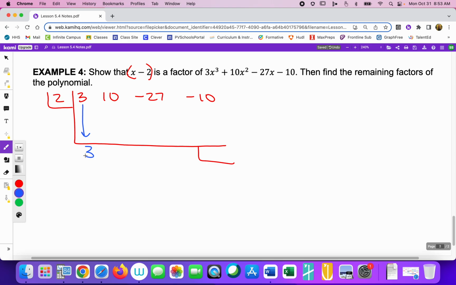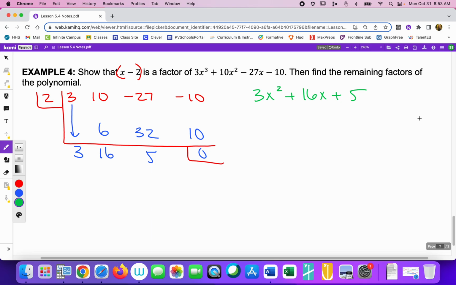2 times 3 is 6. 10 plus 6 is 16. 2 times 16 is 32. Negative 27 plus 32 is 5. 2 times 5 is 10. Negative 10 plus 10 is 0. So, yes, x minus 2 is a factor. That polynomial, the rest of it, is 3x squared plus 16x plus 5. We need to factor this to get 2 more.